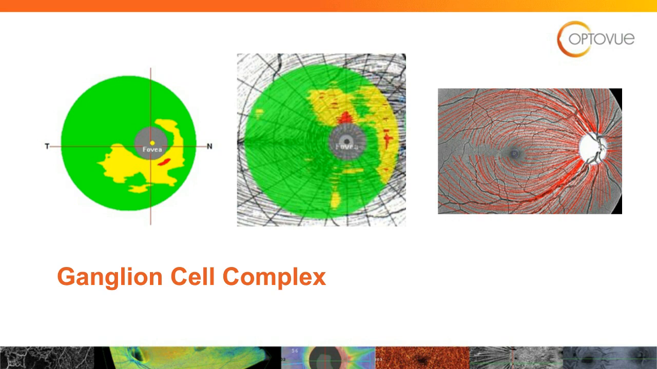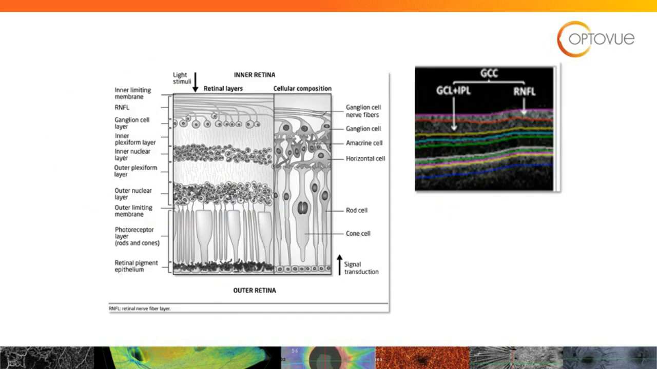The ganglion cell complex, when it comes to the OptiView, and each different company measures this slightly differently. With OptiView, the ganglion cell complex measures the nerve fiber layer, the ganglion cell layer, and the inner plexiform layer. So on the top right, we can see just how the OptiView segments out all of those different layers, and it combines the top two to make the ganglion cell complex scan. And on our left, we have an appreciation of the anatomy itself.